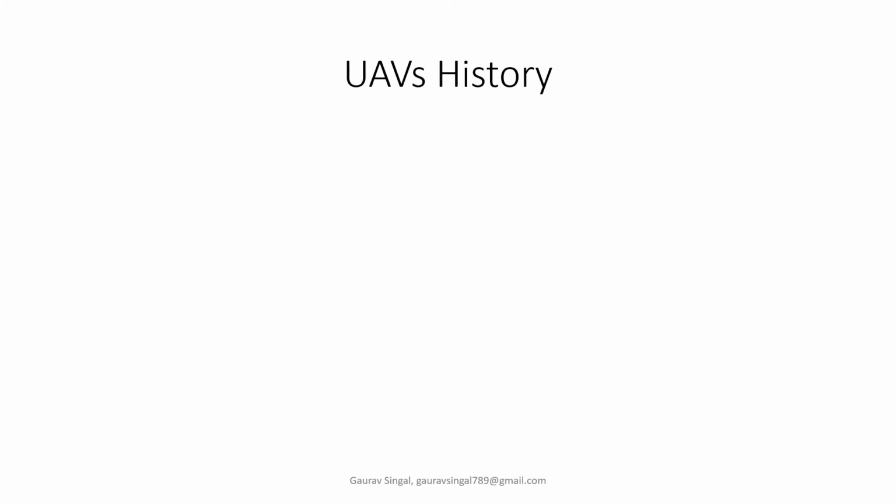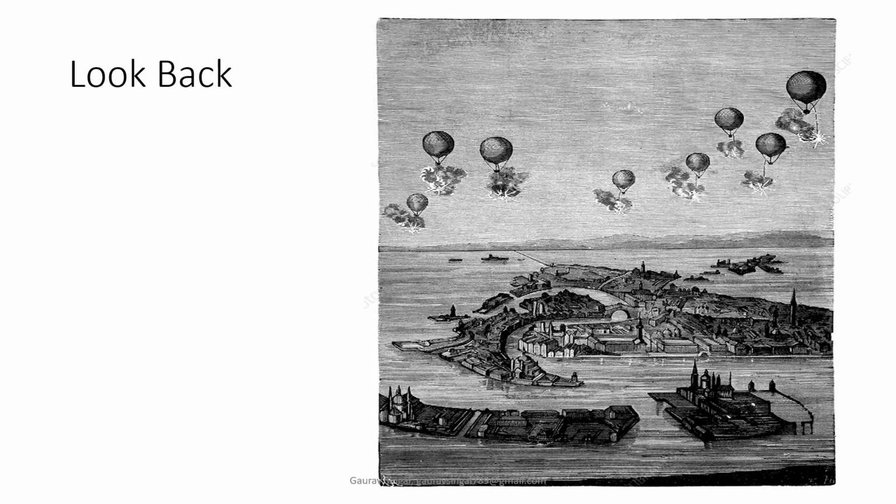Okay, now we can see the UAV history in brief. This is the first scenario. Basically, they used some kind of air balloon structure for attacking the enemy. This is the main idea of UAV, when people asked why we can't make a vehicle which can help us drop bombs at the enemy site.